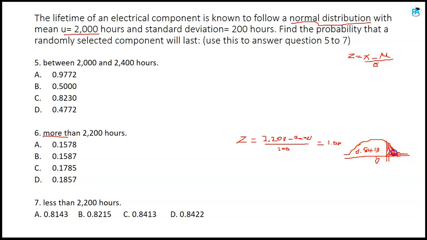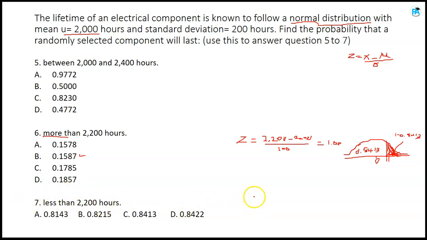So to get the right hand side, to get this side that you are looking for, you say 1 minus 0.8413. To get this side, you say 1 minus what? 1 minus 0.8413. So when you do 1 minus 0.8413, what do you get? The answer is B, 0.1587. Is that it? Now, let's proceed to question 7.